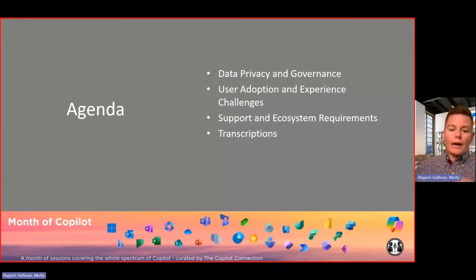We're going to look at 4 areas of common blockers. So the first is data privacy and governance. Then we're going to look at user adoption and experience challenges, support and ecosystem requirements, and everybody's number one, transcriptions. Okay. So the first round, data.